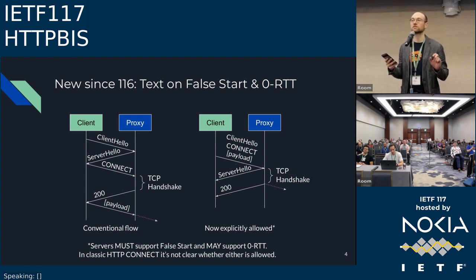And the false start we're talking about here, to be clear, is not TLS 1.2 false start. The false start is again terminology borrowed from MASQUE, where you might want to start sending upload bytes before finding out if your HTTP request succeeded, with the understanding that if the request failed, then those bytes are not going to reach the target. And that is now documented and explicitly allowed in this draft, whereas for classic HTTP CONNECT, it was sort of not very clear whether it was allowed.